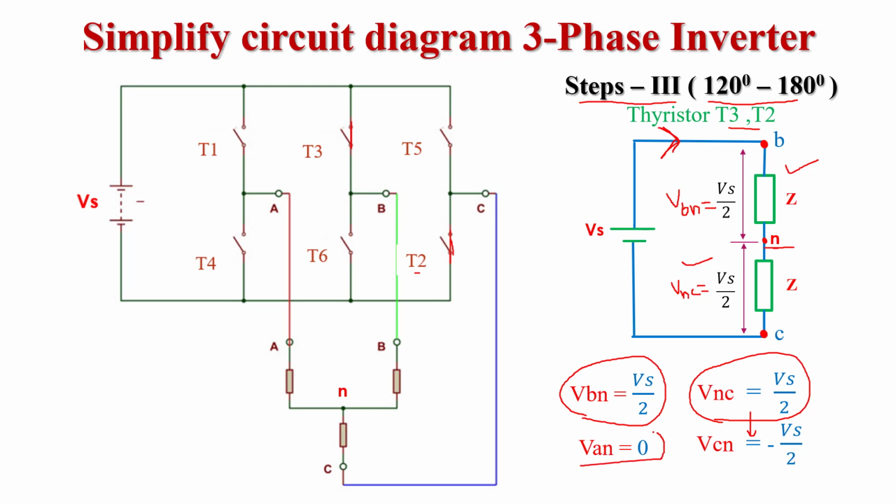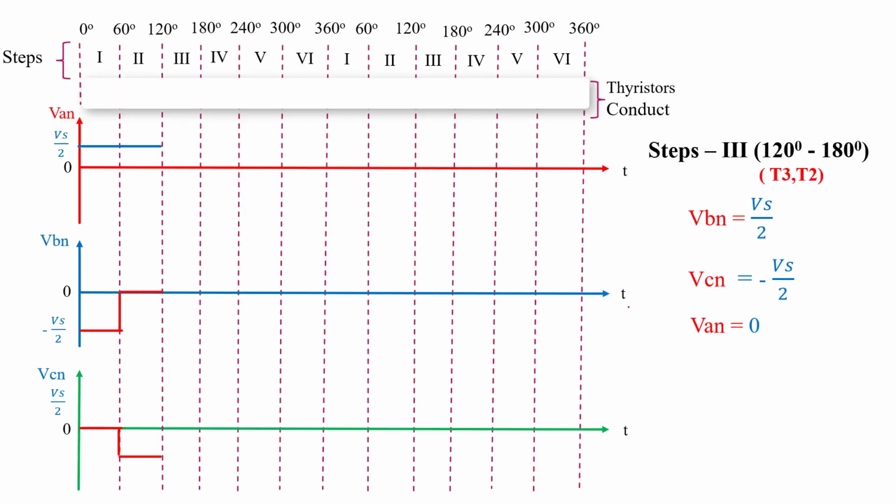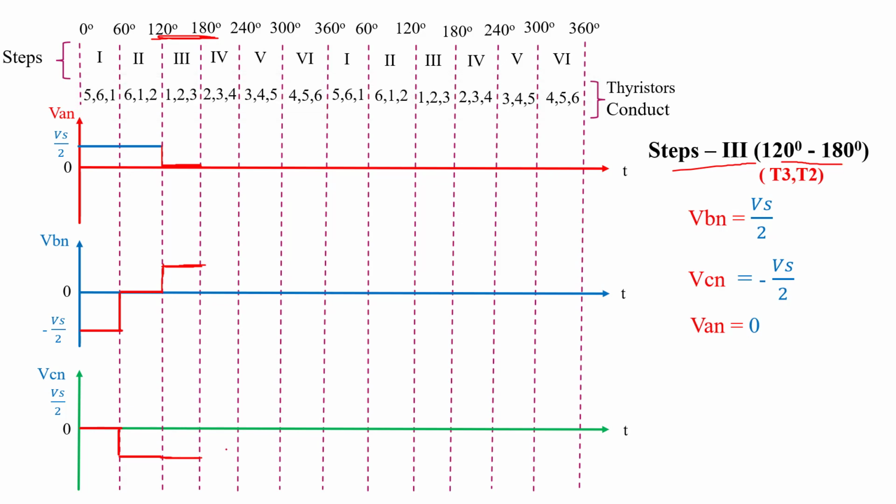This time VAN equals 0. So in this way we calculate the phase voltage. Now we draw the waveform for step 3. Step 3 is from 120 degree to 180 degree. It means this step. Here VAN equals 0, so here we draw 0. VBN is plus Vs by 2, so somewhere here is Vs by 2, and here we connect. VCN equals minus Vs by 2, so if this is minus Vs by 2, we connect here. So in this way we draw the waveform for step 1, 2 and 3.